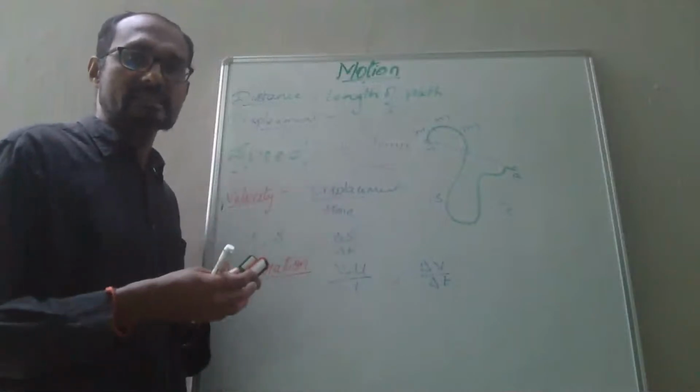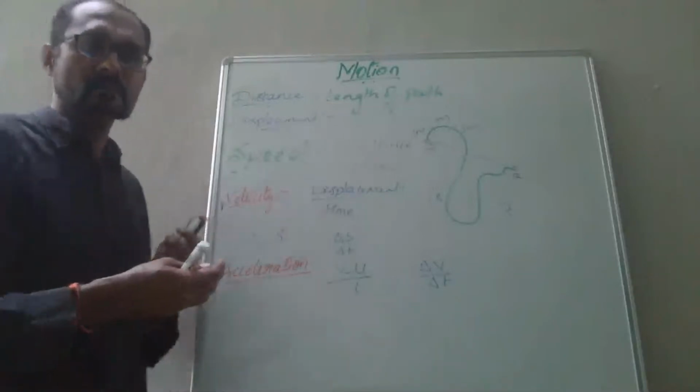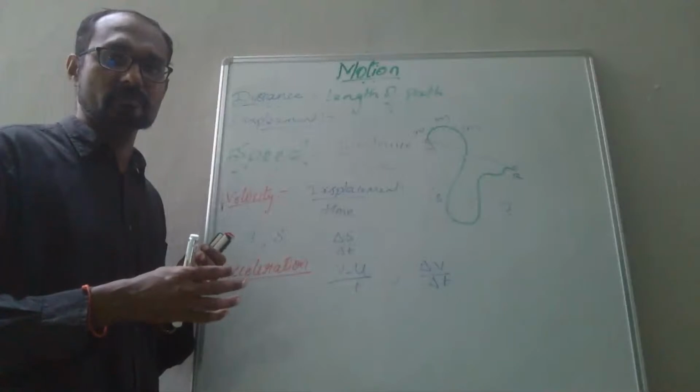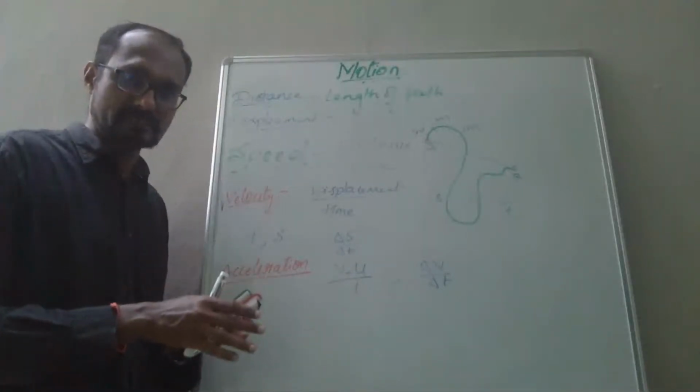In the third second it covered 6 meters. That means what is happening? It is not covering equal distance in equal intervals of time. Then we say it is non-uniform speed.